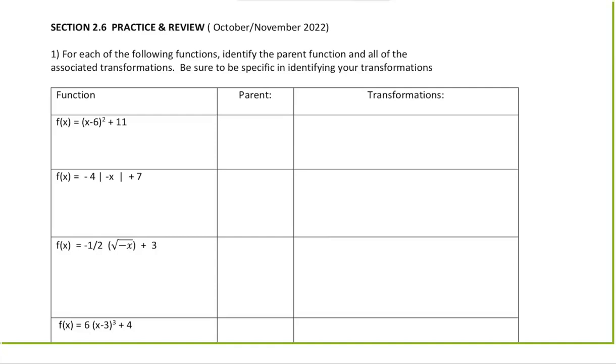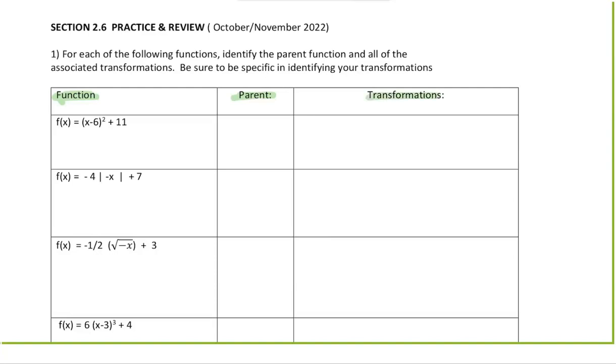Okay, in this video, I'm going to go over the practice for the 2.6 quiz. So this is the first practice. Then there's an extra practice I'll probably do a video for as well. So in this practice, on the first page, you're given a function. So here's your function. And you have to identify the parent and then identify all the transformations.